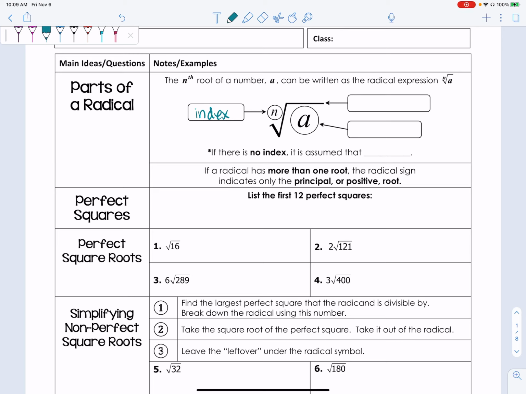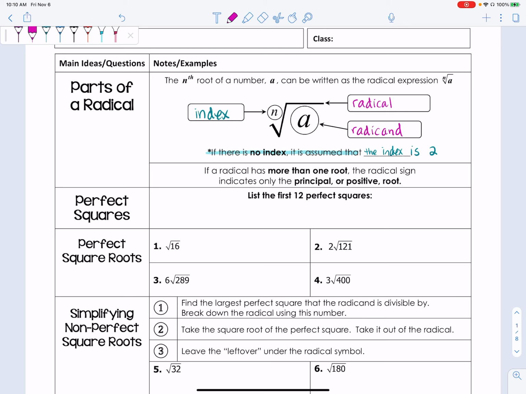Now, if there is no index, then we assume that the index is 2. Okay, and the 2 is what signifies us to take a square root of something. Some more vocab. This is what we call a radical sign, and this is what we call a radicand. Okay, the underneath part of a radical sign is called a radicand.